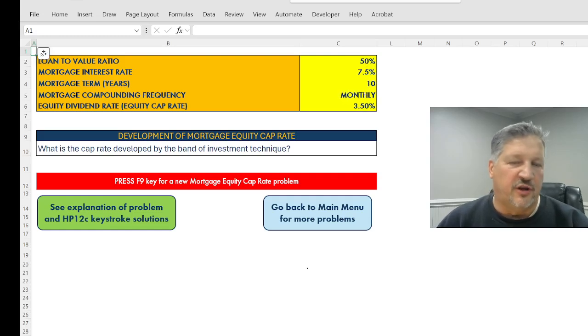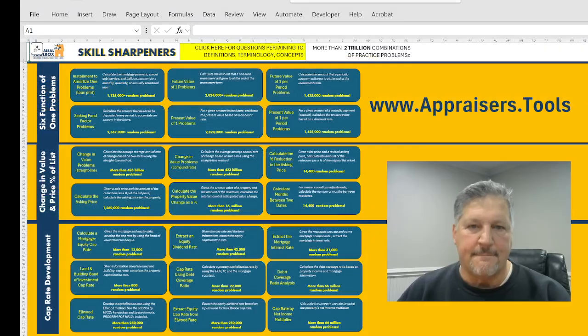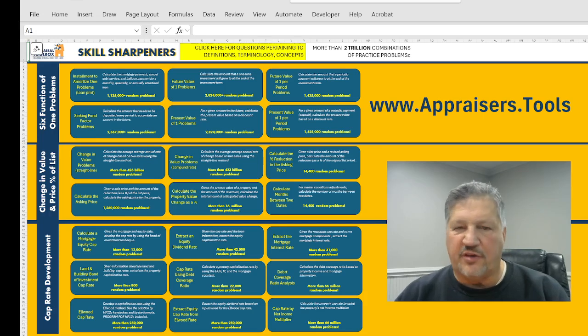And once you're finished selecting and applying the mortgage equity cap rate formulas to solve the problem, you can go ahead and go back to the main menu, which is our resources, where you can pick another kind of problem to practice. So hopefully you found this helpful.